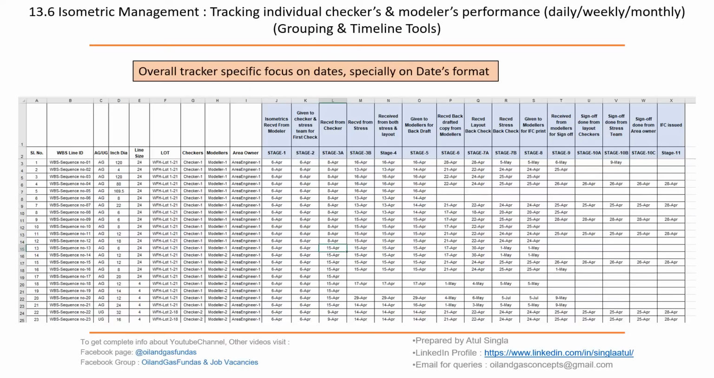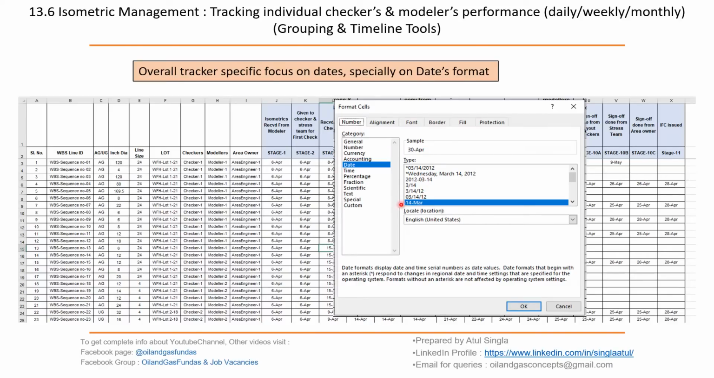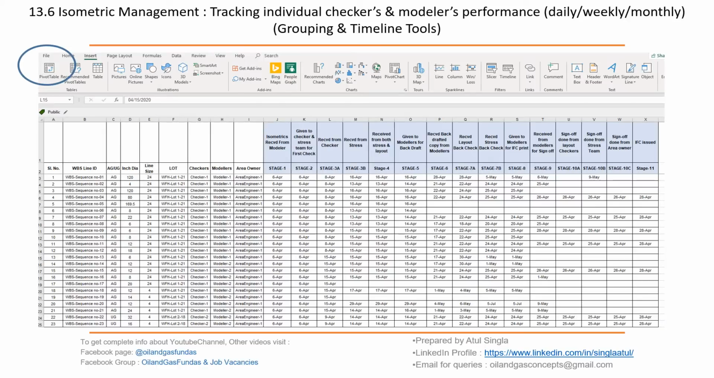To use the timeline tools, we have our tracker with us. The only important thing we need to take care of is these dates. We have all these stages and all the details, the same tracker we discussed in previous videos. The only point I'm making here is the date format. We have to take very special care of this. The date has to have this format. It should not be in general, number, or currency. It has to be in date format. So we have our tracker with all the dates filled in date format.